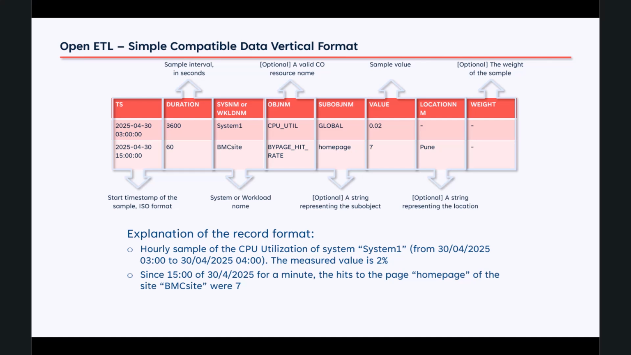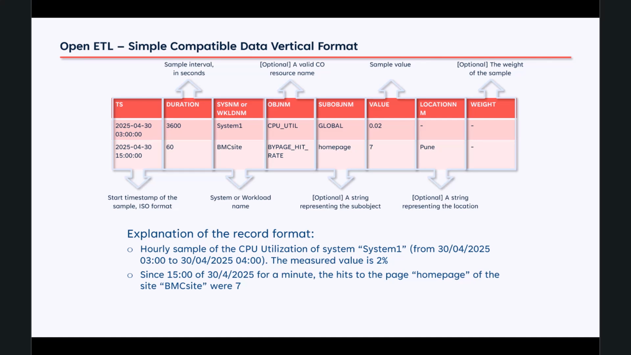The third column represents the sysname, that is the representation of the name on the UI and is used also to identify the system. Obj name represents the valid BHCO resource name, so a metric, like in this case the CPU util or the by page hit rate. The sub-obj name represents a string for the subobject of the metric. Normally metrics have global subobject, while metrics whose name starts with by have a subobject. For example, by page hit rate, the page name here is on page, or by file system utilization, the sub-obj name can be /tmp.